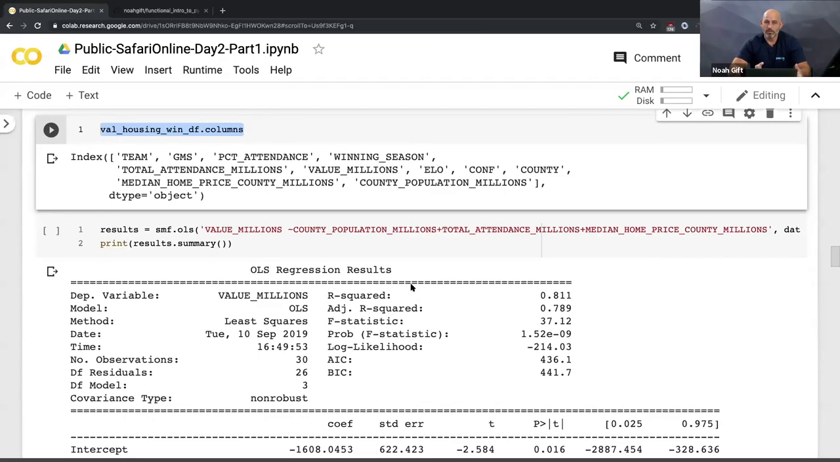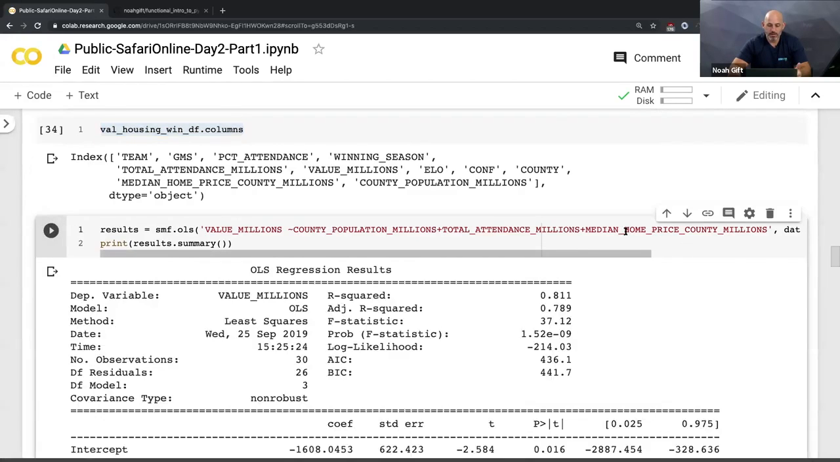Now let's do a linear regression that takes all of those things together, and I can see if I can make a more accurate prediction. So in this case, I take the median home price, I take the total attendance, I take the county population, and I regress and try to predict the valuation. And look, we've got a dramatically different result. We can see that the county population and the home price are actually more of a driver for why a team is worth what it's worth than the attendance itself, or even how good a team is.